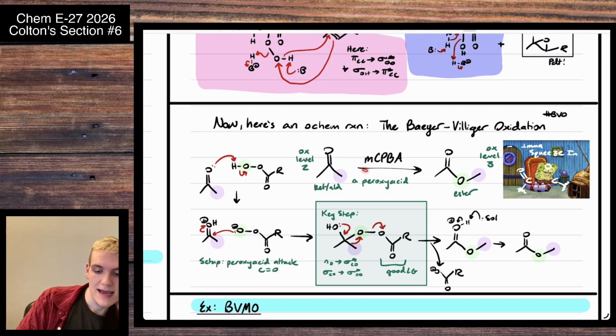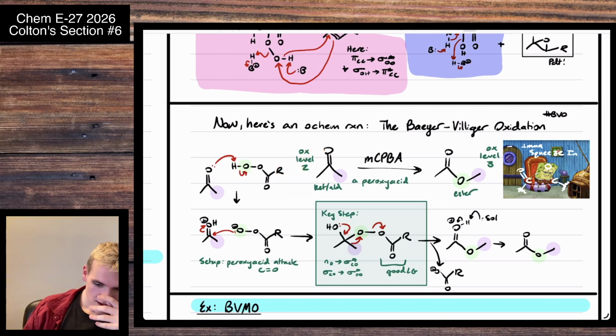So MCPBA is the classic. The R group on the peroxy acid for MCPBA is a benzene ring, and at the meta position we add a chlorine. So metachloroperoxybenzoic acid, MCPBA.